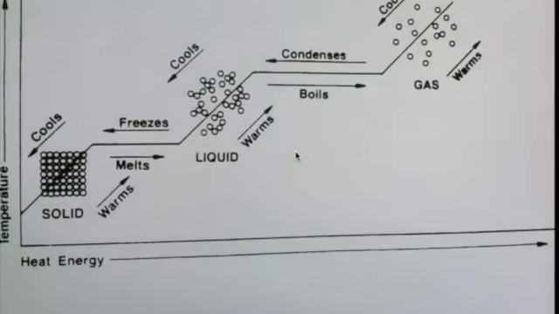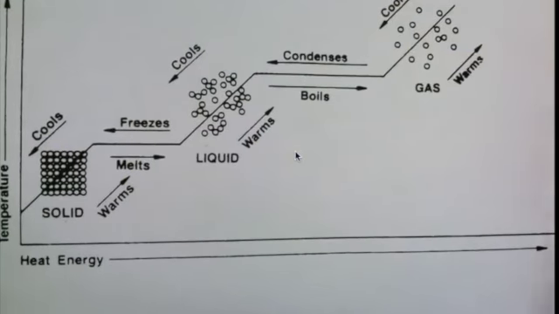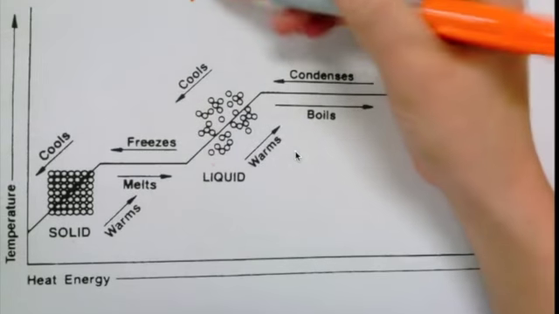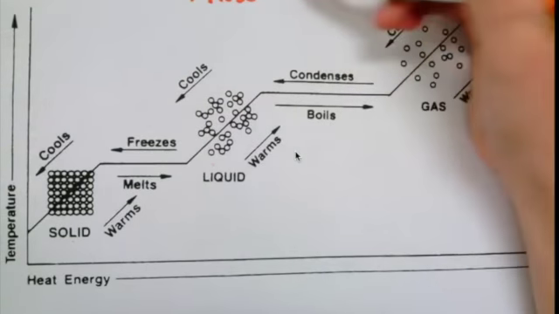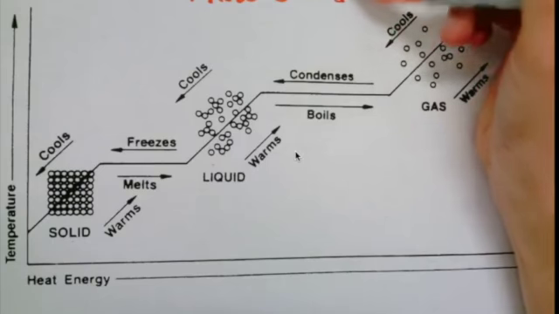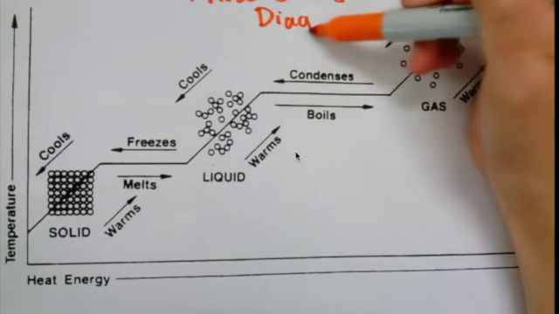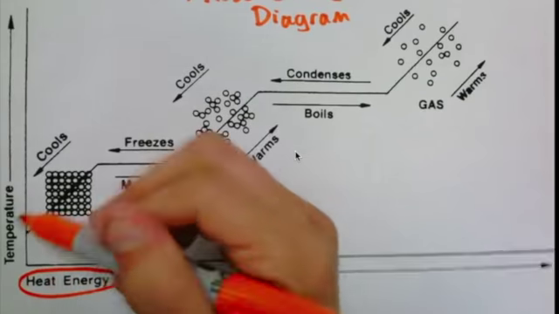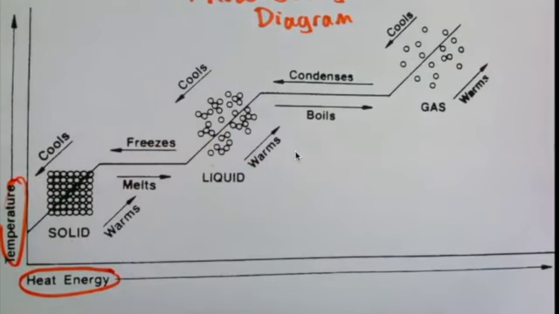So those are our states of matter. Now we need to look at something that you'll see later on. This is what's called a phase change diagram or graph. And this shows us what happens with matter as we increase the amount of heat energy and what happens to the temperature, respectively.